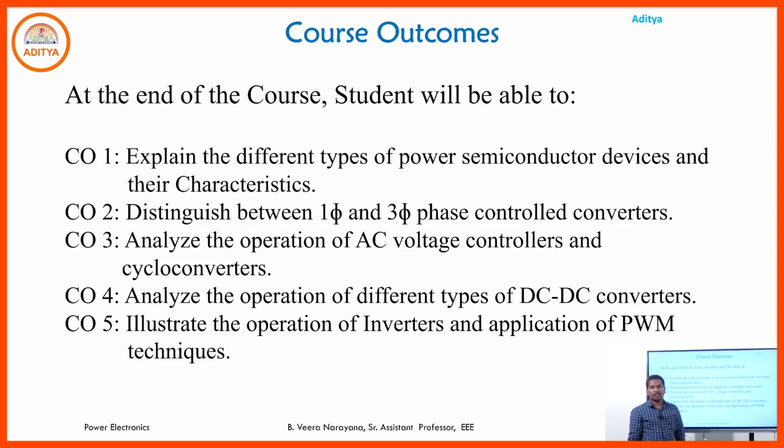Course outcomes of this course. After the end of this course, the students will be able to explain the different types of power semiconductor devices and their characteristics. Course outcome 2, distinguish the differences between the single phase and three phase controlled converters. And CO3, analyze the operation of single phase AC voltage controllers and cycloconverters. Course outcome 4, analyze the operation of different types of DC to DC converters or choppers. And CO5, illustrate the operation of inverters and application of PWM techniques.